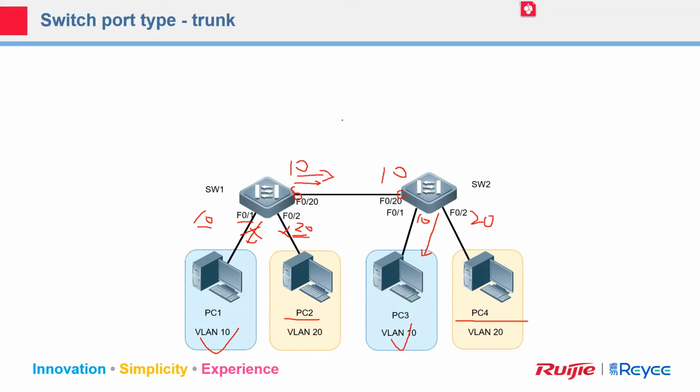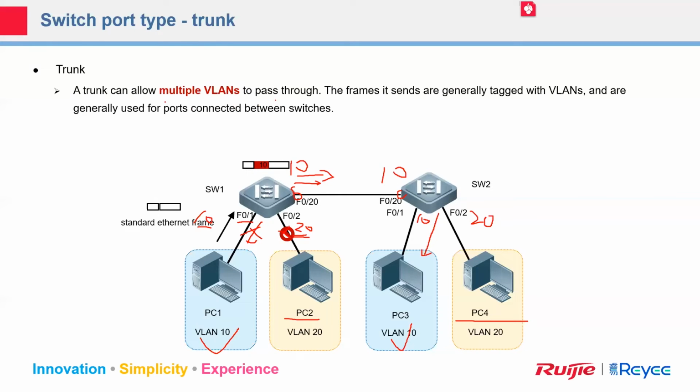So that's why on this topology, we need a new interface type. This one we call trunk, right? Trunk means we can allow multiple VLANs to pass through. And this frame is usually sent out with the tag together. And then this interface usually will be used between the switches. So pay attention about the trunk interface.